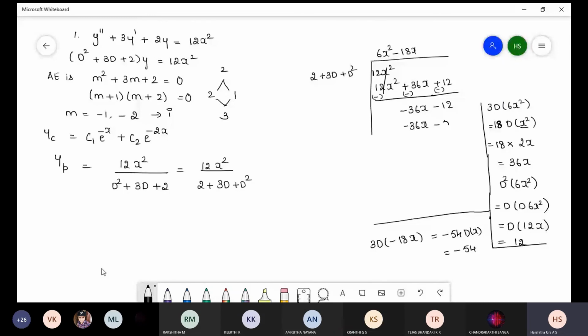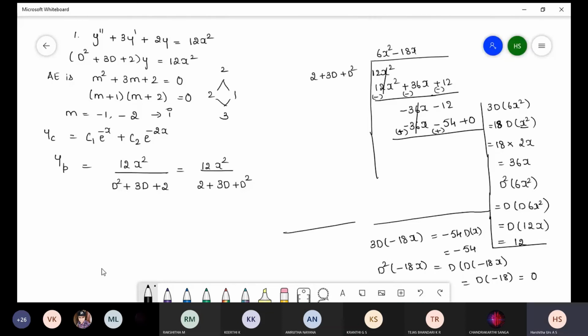Next comes d square into minus 18x. So here I split d into d minus 18x. First differentiation of this 18x is minus 18. When you are differentiating a constant term, we get 0. So here I write 0. Now again I will change the sign. Cancel. 54 minus 12.